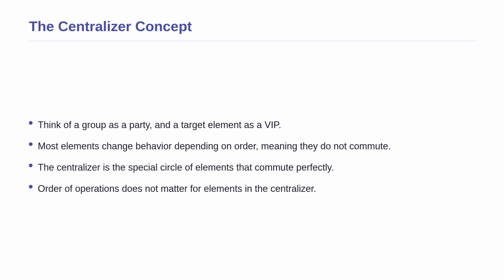To begin our journey into group theory, imagine a large, bustling party representing our mathematical group. Inside, there is a VIP guest. Most people change their behavior depending on who they talk to, which is like elements not commuting. But there is a special circle of friends who interact with the VIP completely naturally. The order of who speaks first does not matter. In group theory, this special circle is called the centralizer. It is the collection of all elements that commute perfectly with our chosen target.